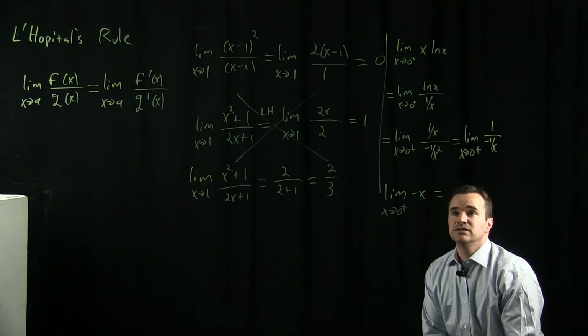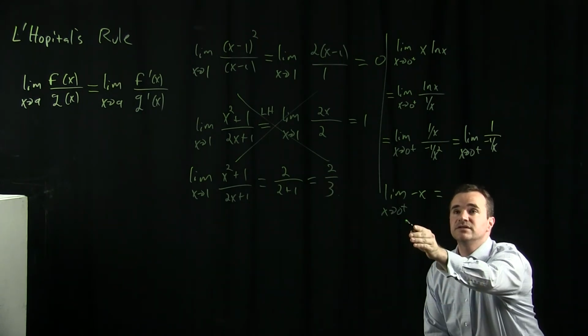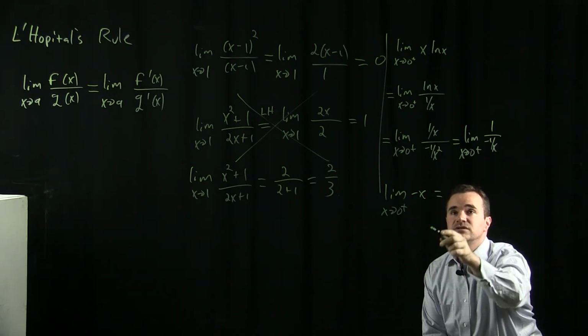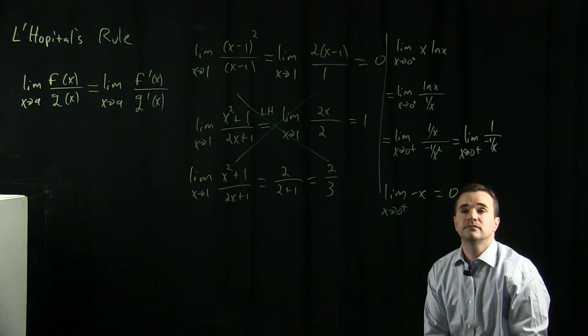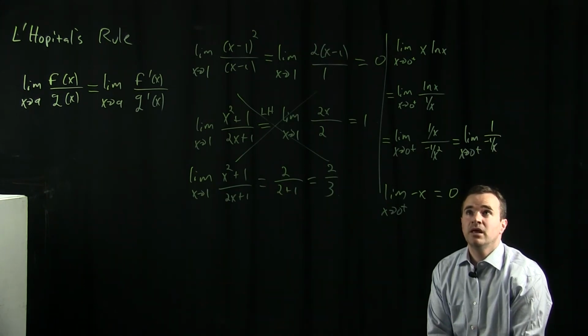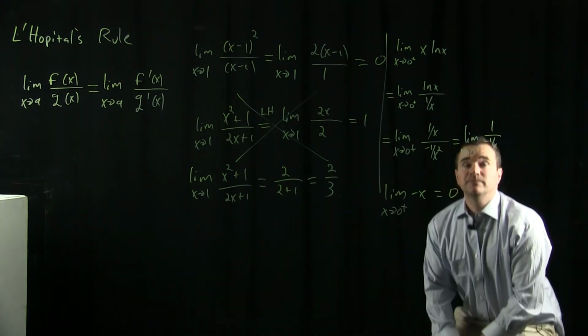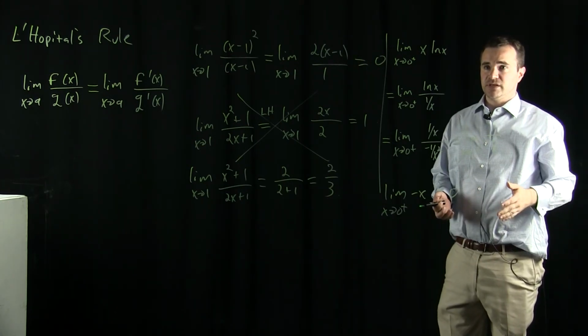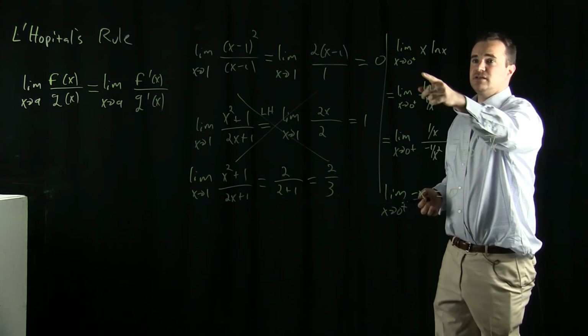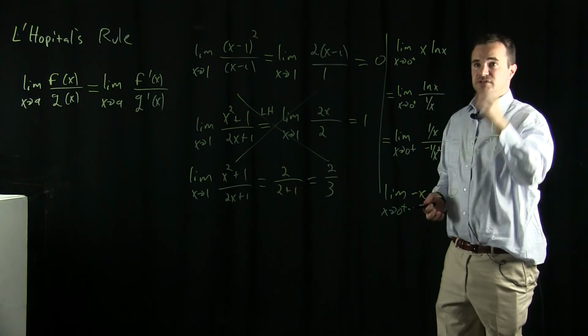And so you can now see quite clearly that this limit of minus x as x goes to 0 from the right is just going to be 0. Certainly minus x goes to 0 as x goes to 0. And so what this is telling us is that this limit is equal to 0.